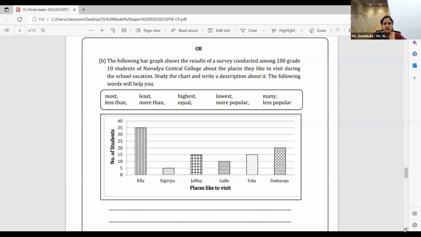Right. When we are writing the description, as you have been told by your teachers, you can use the first sentence, changing only one word. The word that we are changing is following.